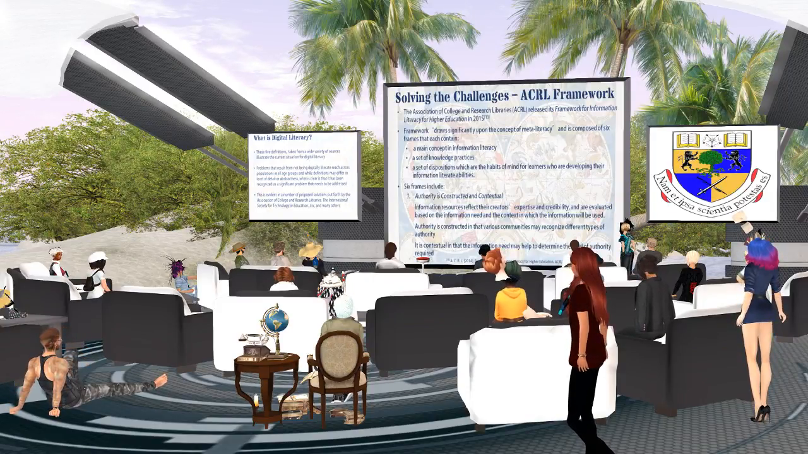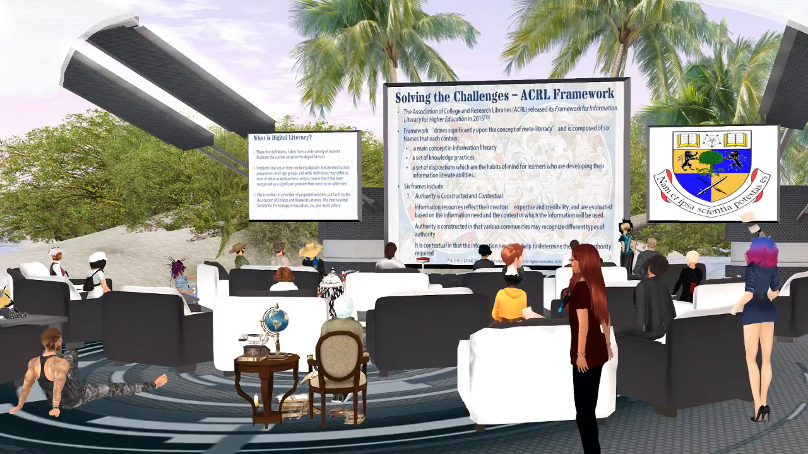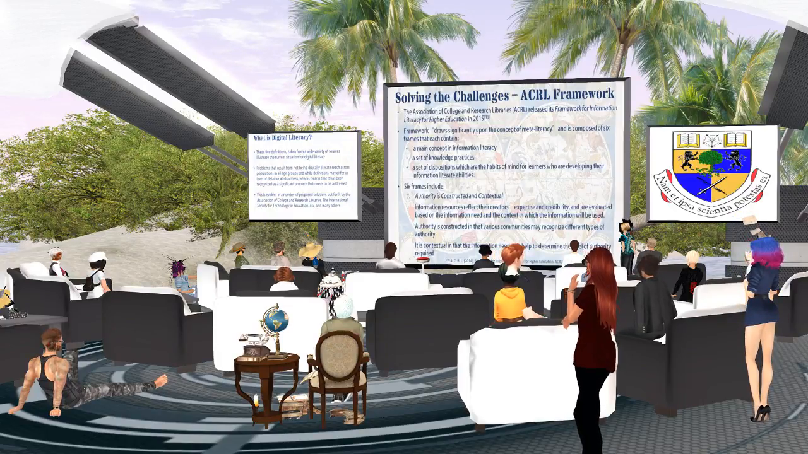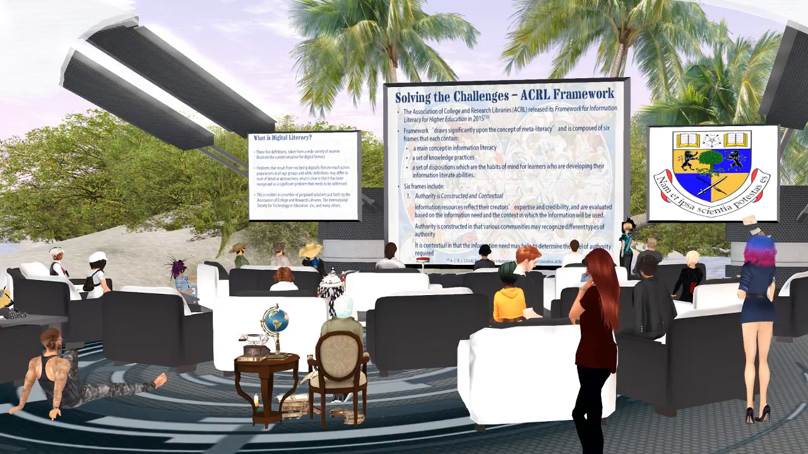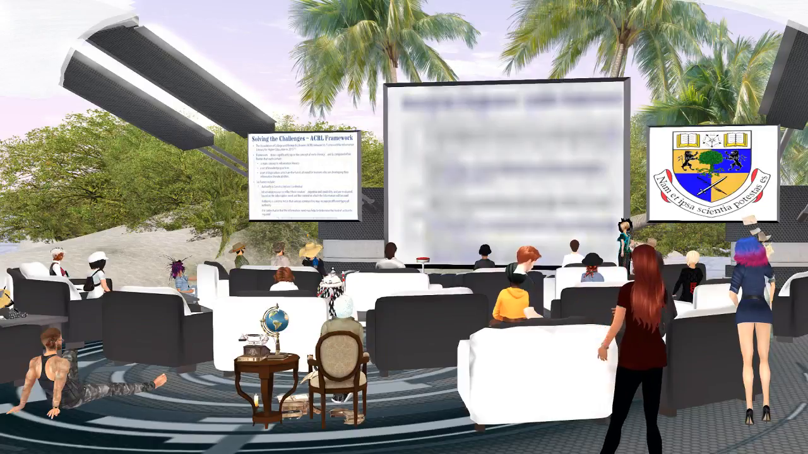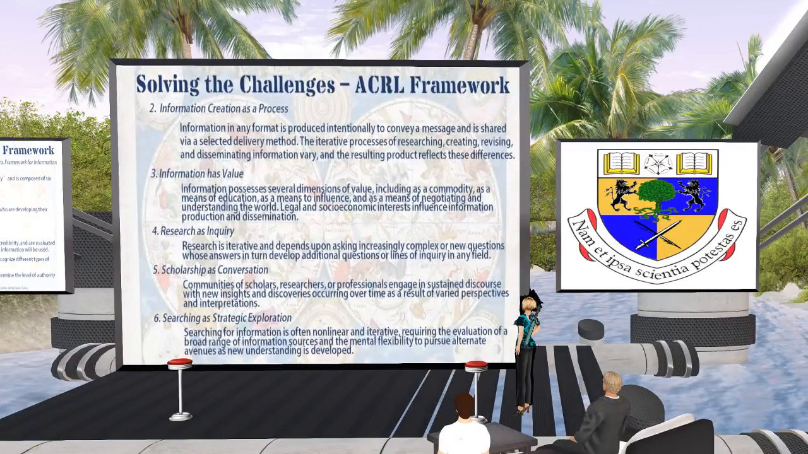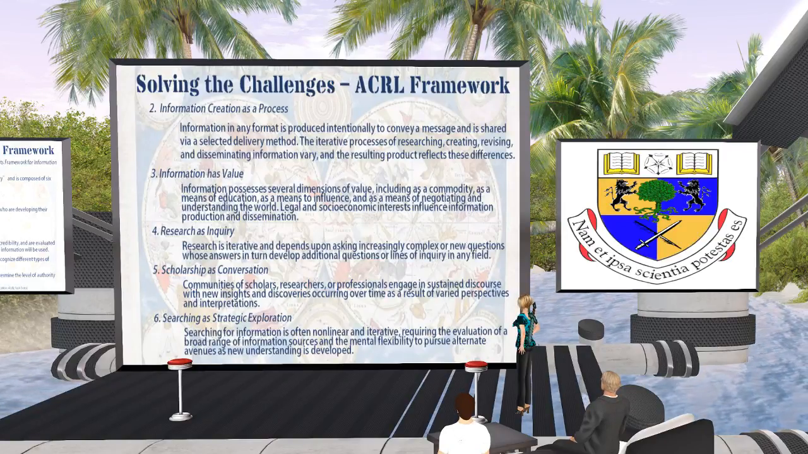These 6 frames include: authority is constructed and contextual. This is about the trustworthiness of information and the ability to find it. Information creation as a process. This is about how information is produced.